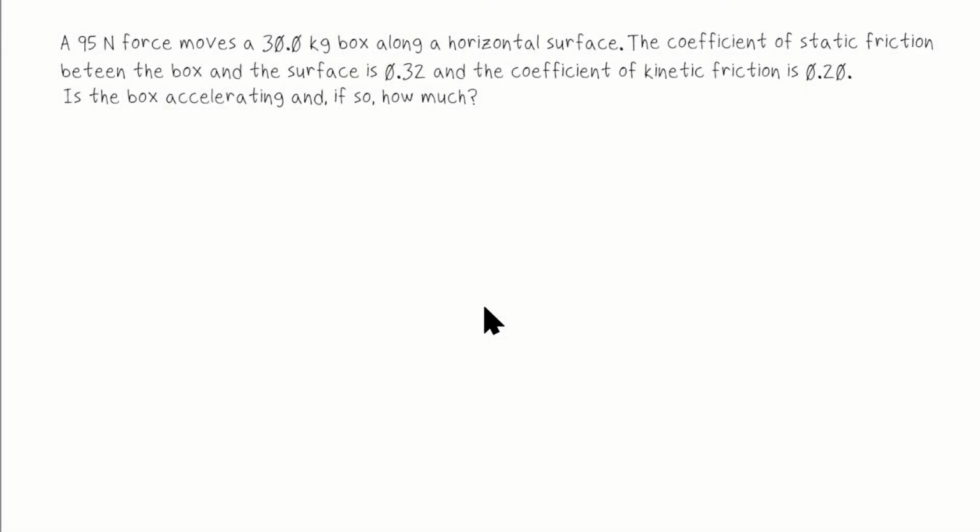Okay, so let's solve this problem out, see what we get. We'll begin with reading the question and underlining the important information. We have a 95 Newton force moving a 30 kilogram box along a horizontal surface. The coefficient of static friction between the box and the surface is 0.32. The coefficient of kinetic friction is 0.20. Is the box accelerating? Question number one. And if so, how much?